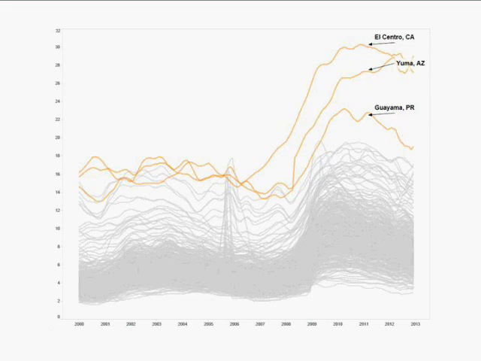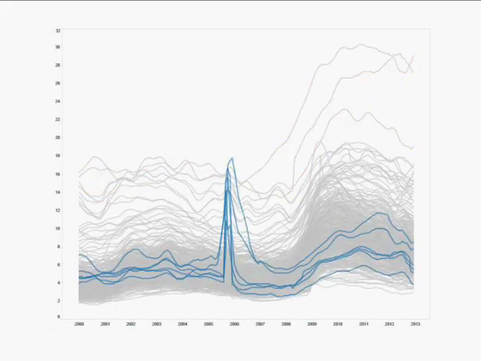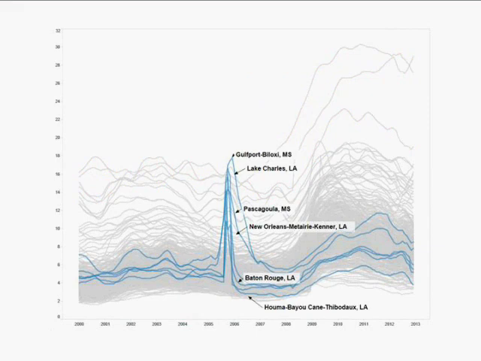And then there's another pattern here, which is a big spike. This is in 2006. There's a huge spike for a number of these metro areas. And if you remember what happened in 2006, you might be able to guess what this was, especially if I show you which areas these were. So this is all in Mississippi and Louisiana. This was Hurricane Katrina that caused a lot of unemployment in those areas that were the most hit by the hurricane.